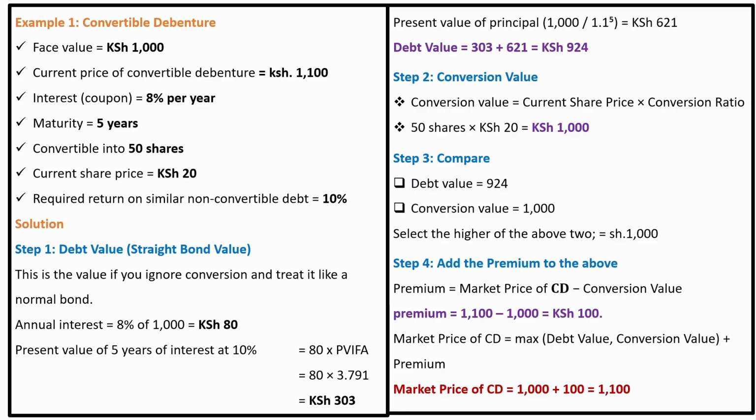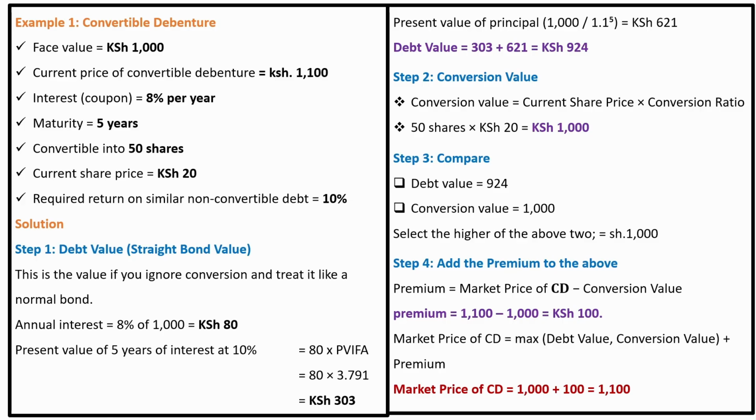Therefore, it is not an annuity. It will only be received once. So present value of principal, we have said principal is the same as the face value, 1000. So the present value is 1000. You divide by 1.1 power 5. So this one is the discounting factor. Remember, we are using 10% as the discounting rate.